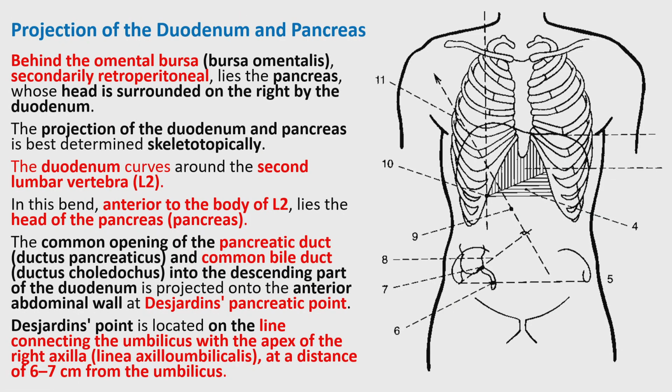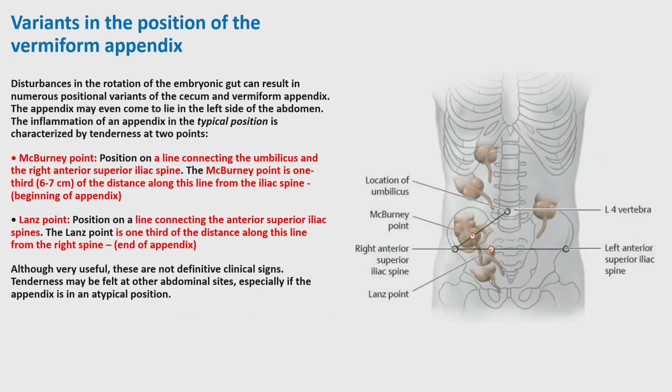You know that the duodenum is making a loop at the level of L2, and at this level there is the head of the pancreas. This is the projection of the head of the pancreas.